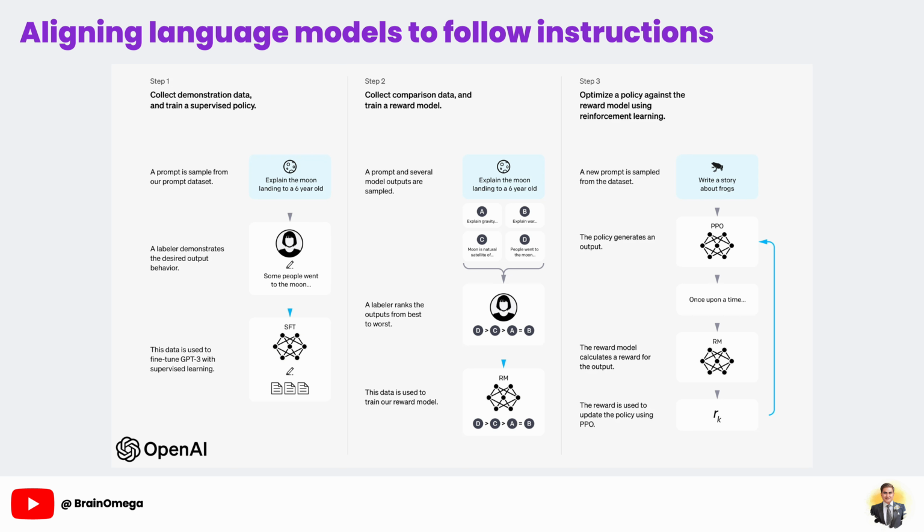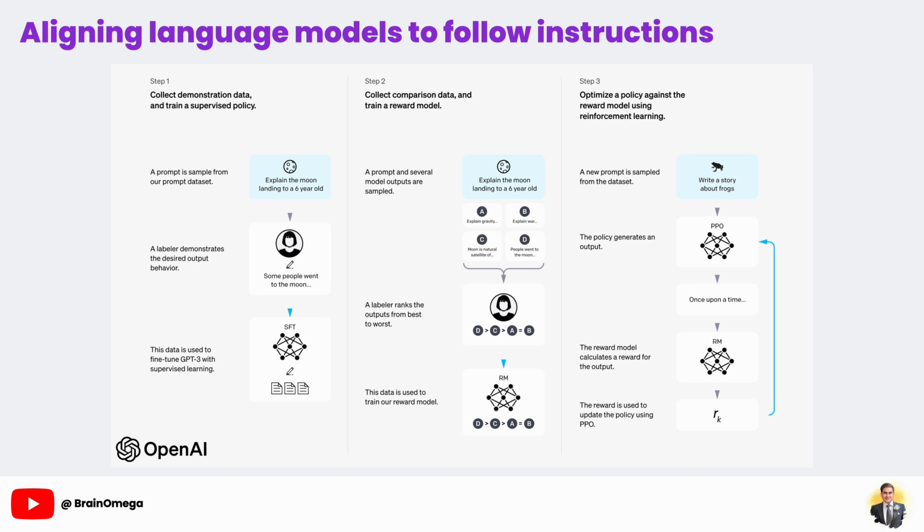A new prompt is sampled, like "write a story about frogs." Our main AI, the policy, writes an answer. Instantly, the reward model we just trained swings into action. It reads the prompt and the AI story and outputs a single number, a reward score. A high score says, "great job." A low score says, "try again."